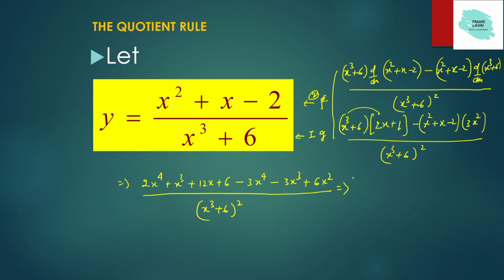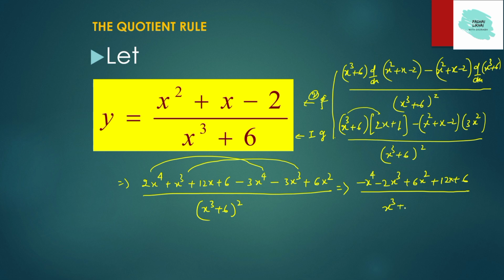Further, after simplification, we will get 2x to the power 4 minus 3x to the power 4, that is minus x to the power 4. Further, x cube minus 3x cube, that is minus 2x cube. Then 6x square, then we will get 12x. Okay. Then we will have plus 6. Is it fine? 6x square, 12x, that is 12x. Okay. Then plus 6. Now whole upon x cube plus 6 whole square. Fine. So this is the final answer, and this is how we have to differentiate.